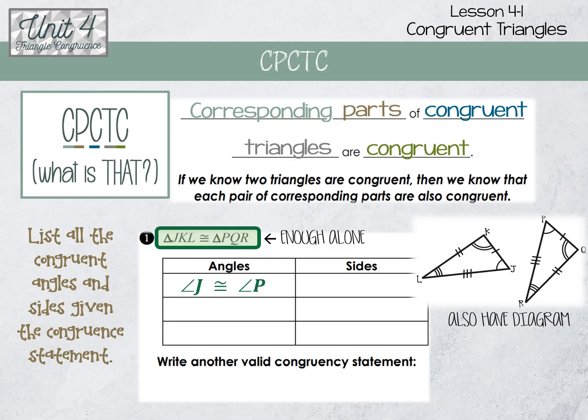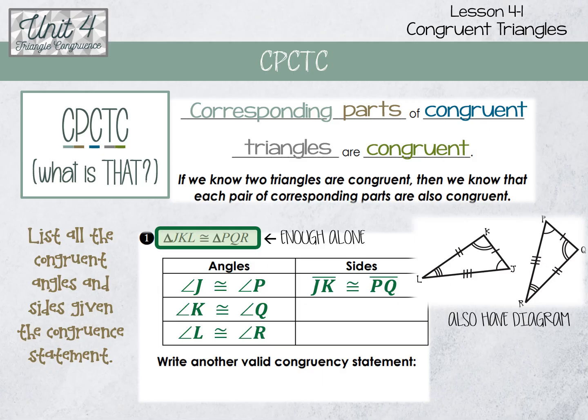Angles. Angle J is congruent to angle P. They are the first one listed in our congruency statement for each triangle. Angle K is congruent to angle Q, and those two in the diagram both have two arcs. The angle J and angle P both have one arc. Angle L is congruent to angle R. They are the last angles listed in our congruency statement, and they are in the diagram the ones with three arcs. Let's do the sides.